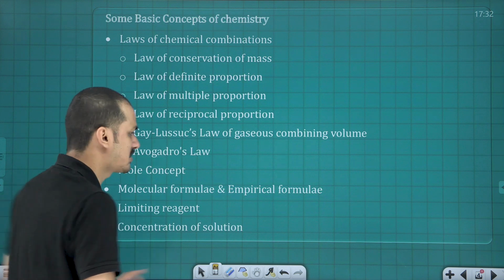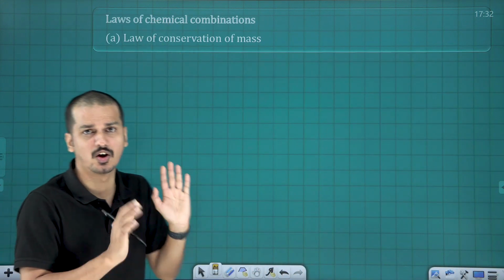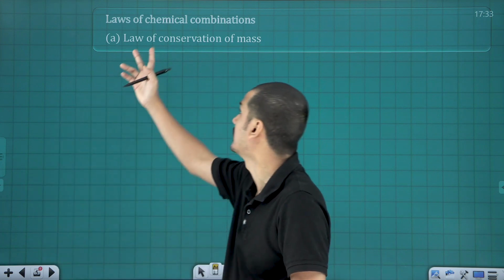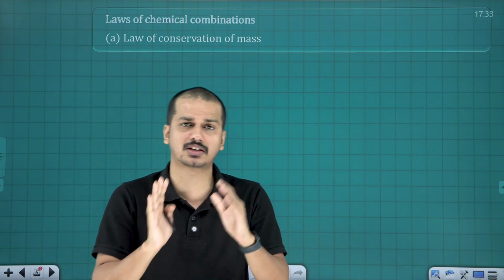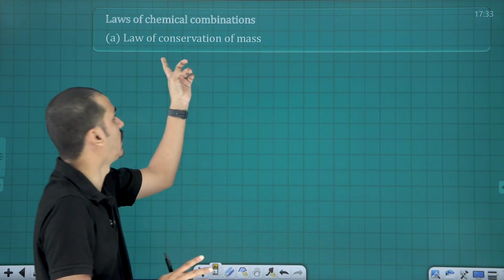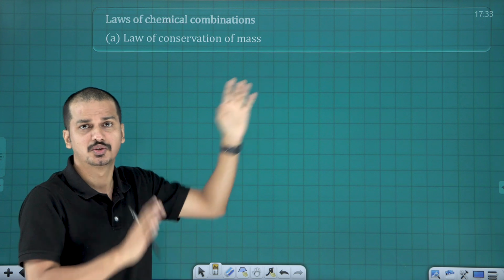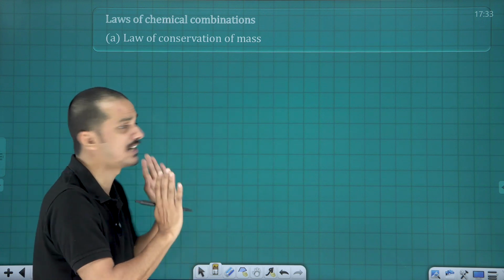Next, once we look at this chapter, you can see the first idea is laws of chemical combination. In that, the first idea is the law of conservation of mass. We know the idea: during a chemical reaction, the total mass of reactants should be equal to the total mass of products. That is the law of conservation of mass. To conserve the mass only, we always balance the chemical equation. That idea we know.